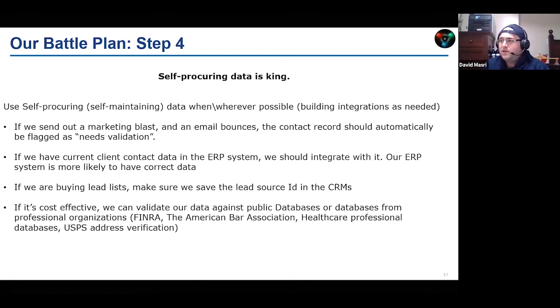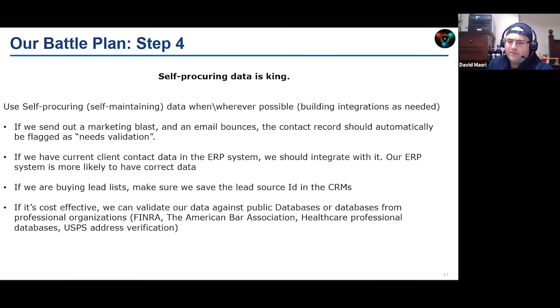So if I have client data in an ERP system, again, ERP systems are generally very well maintained. Right, if they're going to change their address, they're going to call the audit department and say, hey, I've got a new shipping address, send my packages here, or a new billing address, right? So that data tends to be very good. So if you can feed that data into the CRM system, again, that becomes self-maintaining.